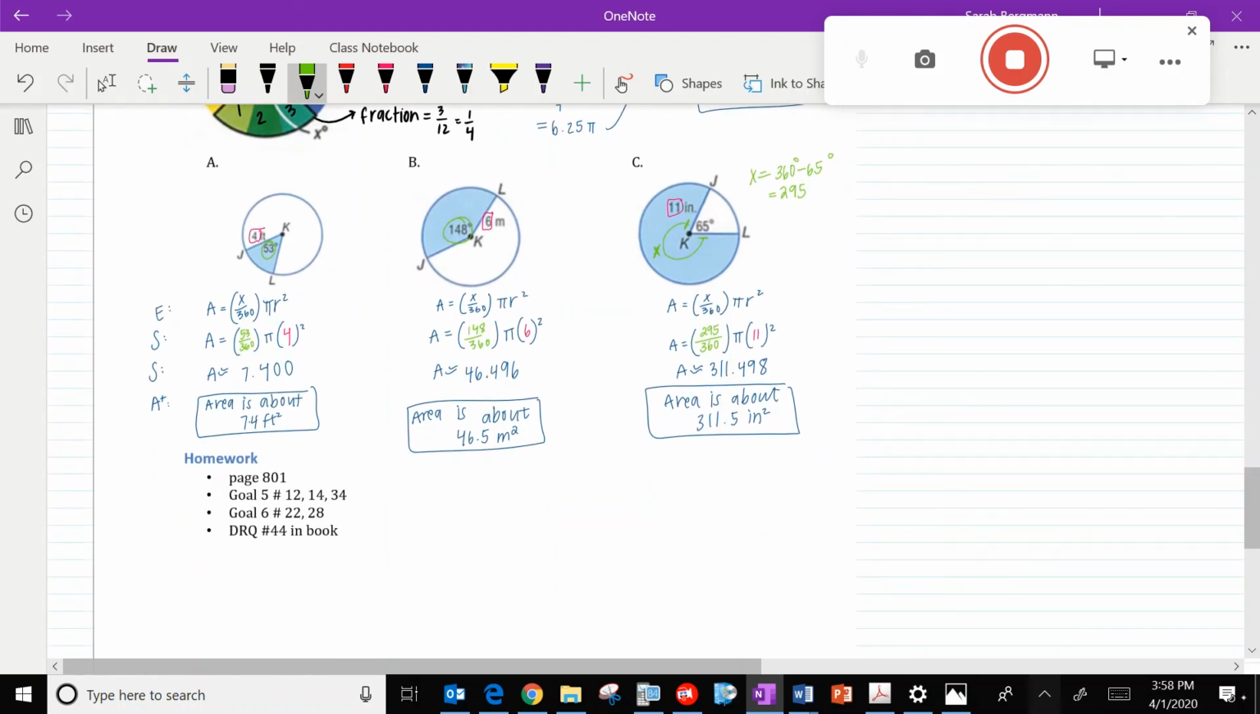All right, your homework tonight, you have problems for goal 5 and 6. They're on page 801. And then you have the reflection question number 44 in the book.